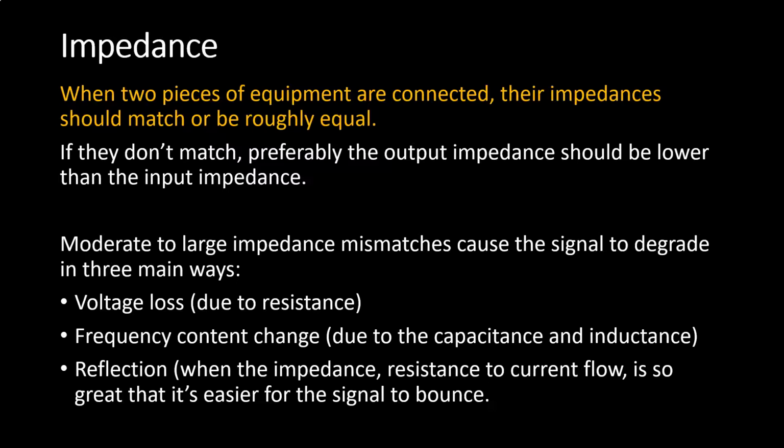If the impedance between two pieces of equipment is too great, they will cause the signal to degrade in three different ways. Either a voltage loss due to the resistance, a change in the frequency content due to the capacitance and the inductance, that's the impedance change of the signal, and reflection, which is where the resistance to the current flow is so great that it's easier for the signal to bounce back to the source instead of going into the next leg of the circuit.